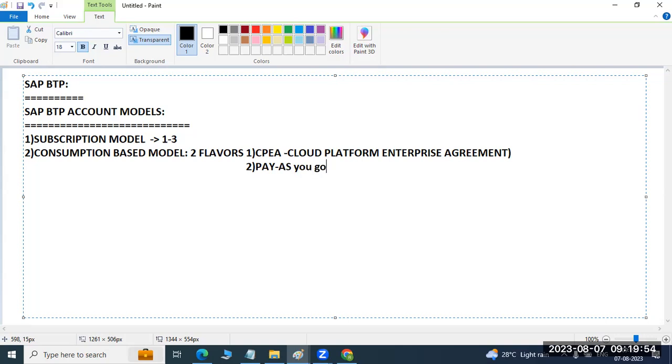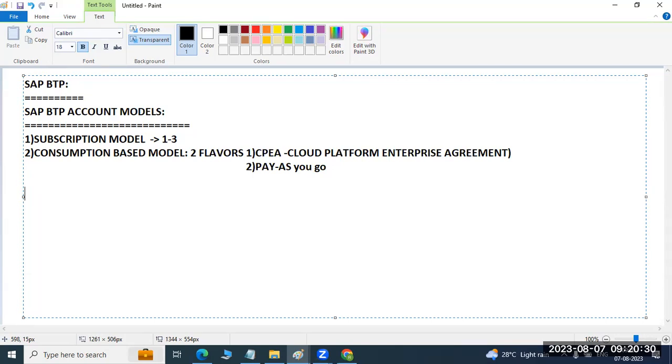Again, we have the two flavors. One is the CPEA. The second one is pay as you go. When you are talking to SAP to take the BTP, they will give two options, subscription based or consumption based. You say, sir, I need only consumption based. Okay, fine. In the consumption based, you want an enterprise agreement, or you want to pay as you go. You can pay as you use it, right?